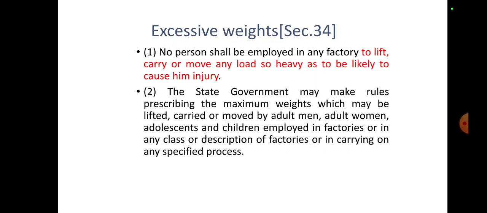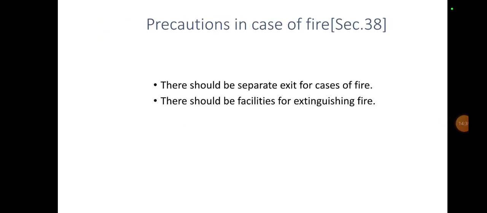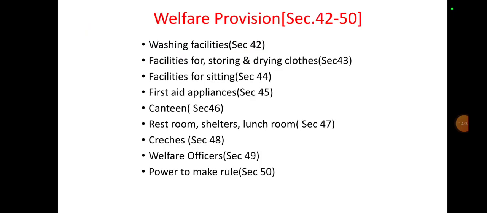The next important provision is the welfare provisions. Here we will be discussing this provision under section 42 to 50. Here we discuss the washing facilities for storing and drying clothes, facilities for sitting, first aid appliances, canteen, rest rooms, shelters, lunch room, creches, welfare officers, and power to make rules. So this again forms an important topic.